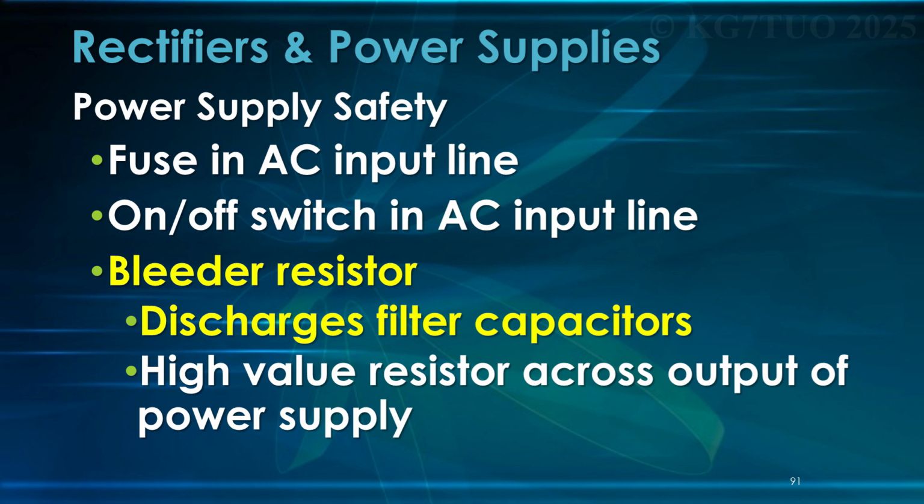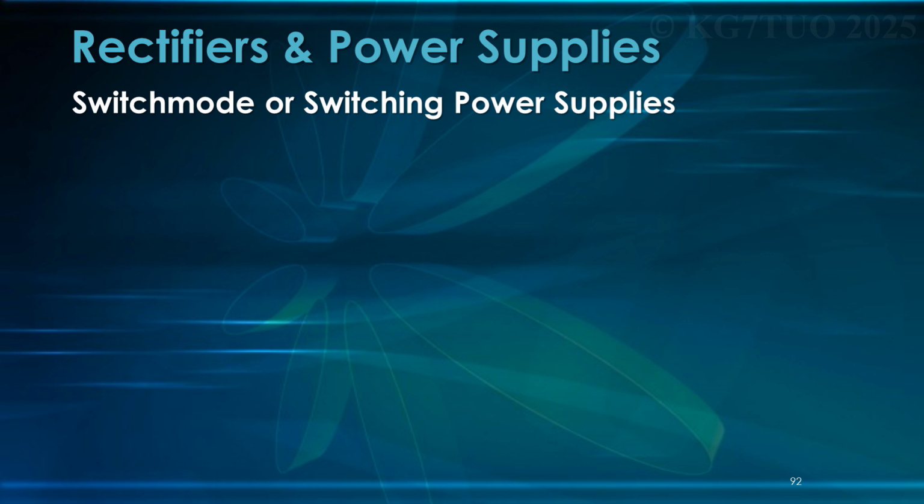So the main thing that they want you to remember is that you want a bleeder resistor in there to discharge the filter capacitors, so that when you open the thing up after you've had it on, you don't get zapped by the capacitor. Rectifiers and power supplies: switch mode, or switching power supplies.